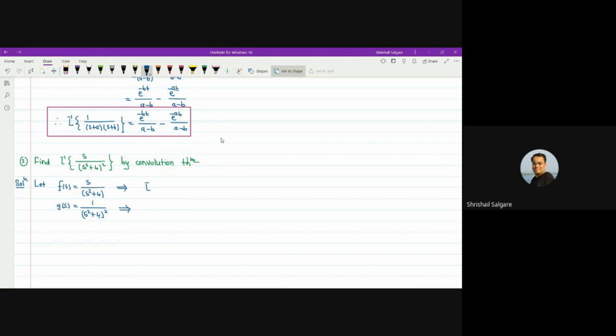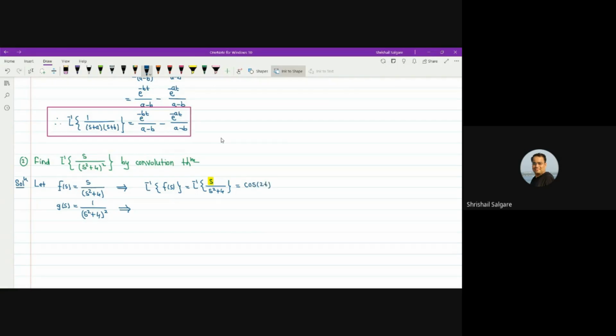Therefore, L inverse of f of s, that means L inverse of s upon s square plus 4. What is the answer? Ritesh Pednekar: Sir, 1/2 sin 2t. No, here there is an s, so it will come as cos. Sorry, it is directly cos 2t. This is cos of 2t.